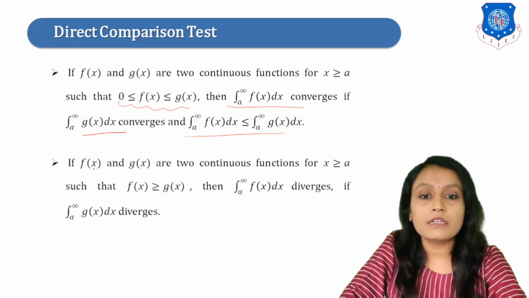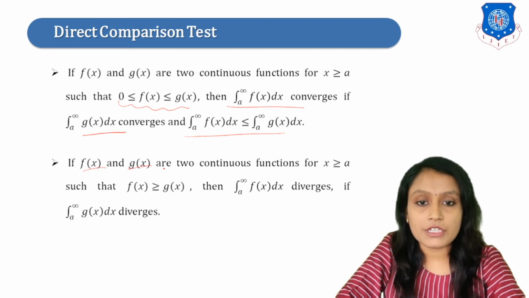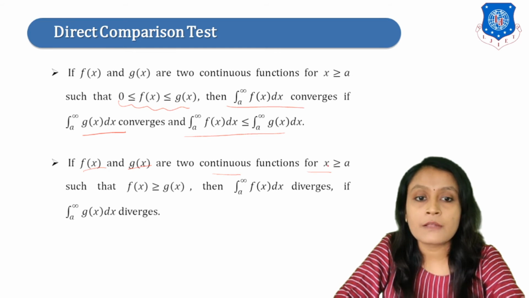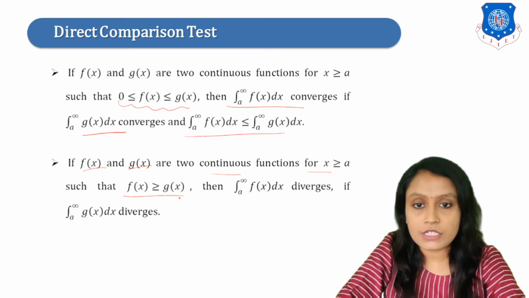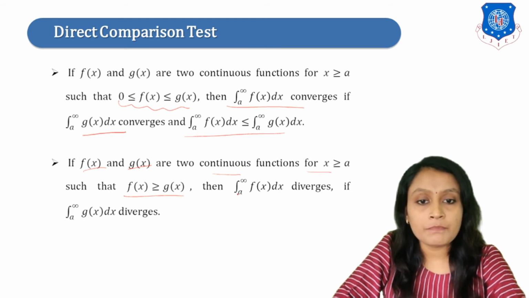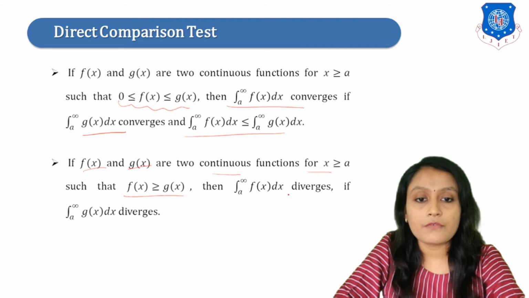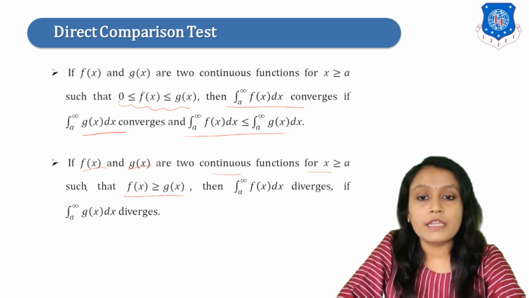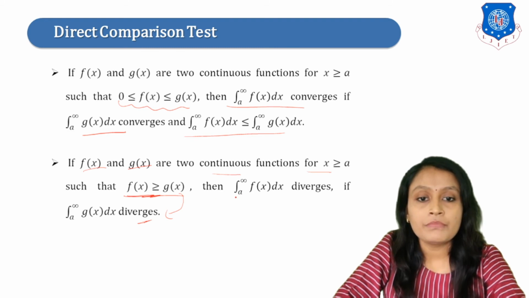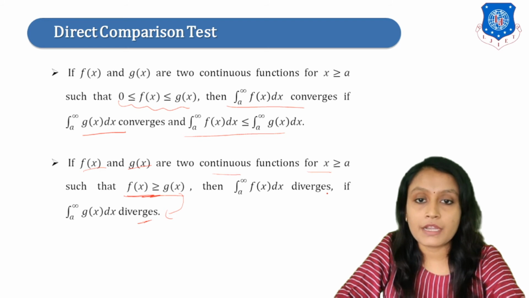Okay, now we have another condition: if f(x) and g(x) are two continuous functions for x greater or equal to a, such that f(x) is greater or equal to g(x), then what we can say is that integration a to infinite f of x dx diverges if integration a to infinite g of x dx diverges. Okay, so here we have this condition, and if this integration a to infinite g of x dx is divergent, then we can say that this integration a to infinite f of x dx will also diverge, right?